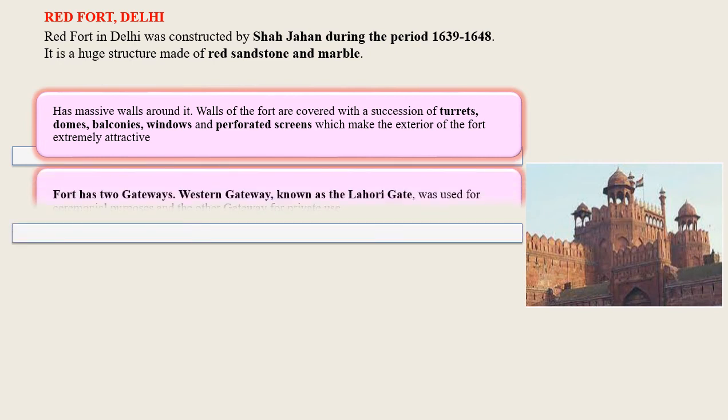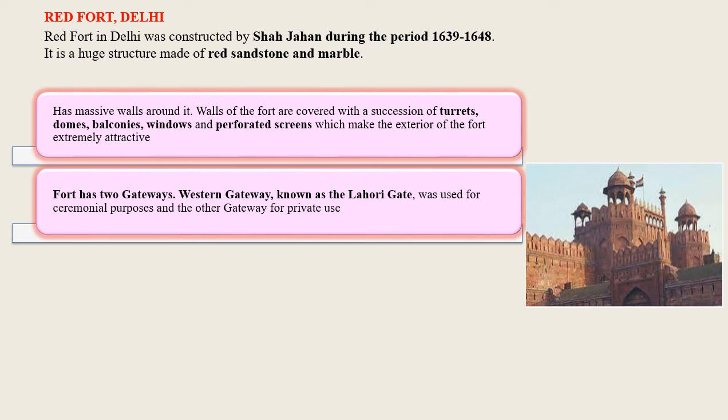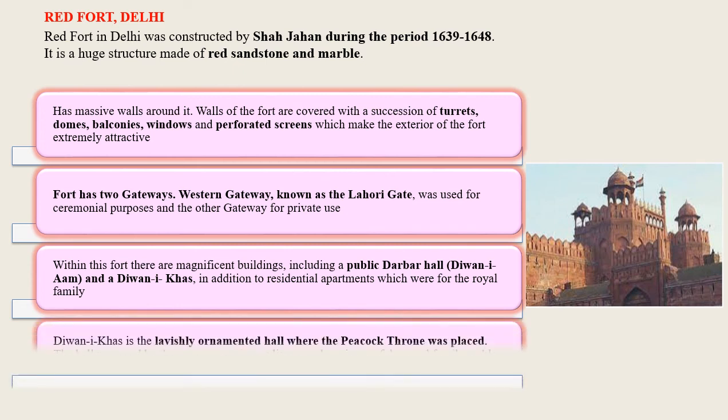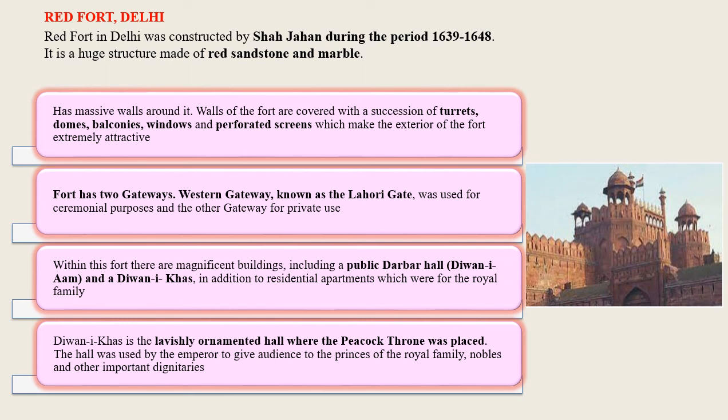The fort has two gateways. The western gateway, known as the Lahori Gate, was used for ceremonial purpose, and the other gateway for private use. Within this fort, there are magnificent buildings including a public Darbar Hall, Diwan-e-Am and Diwan-e-Khas, in addition to residential apartments which are for the royal family. The Diwan-e-Khas is a lavishly ornamented hall where the peacock throne was placed. The hall was used by the emperor to give audience to the princes of the royal family, nobles, and other important dignitaries.